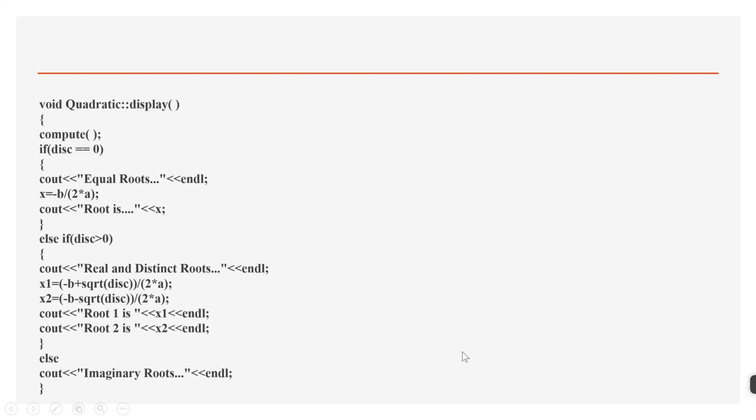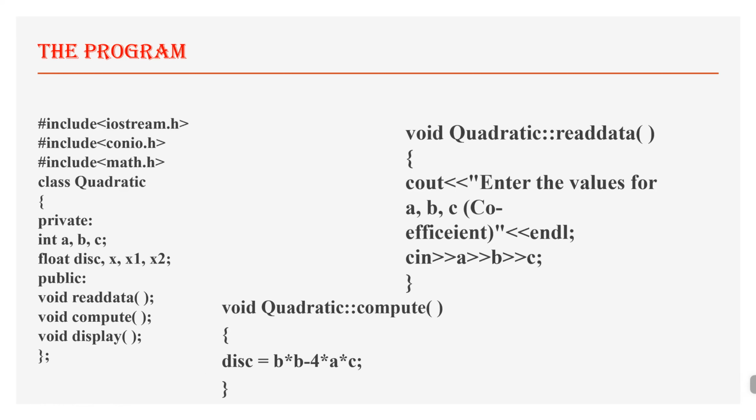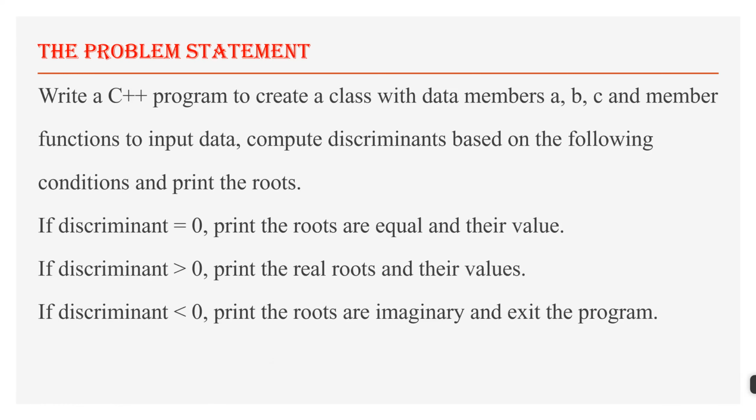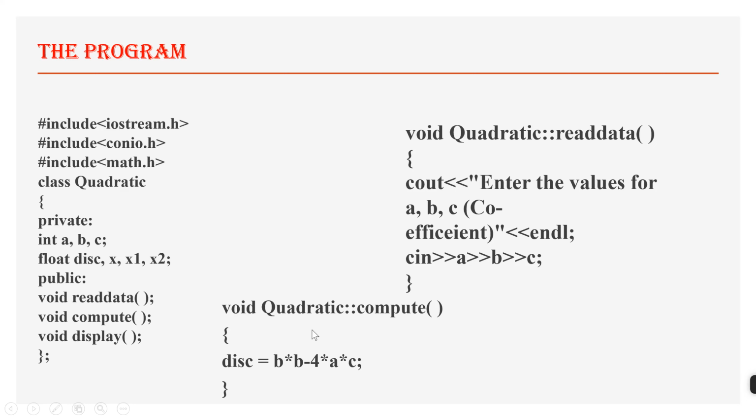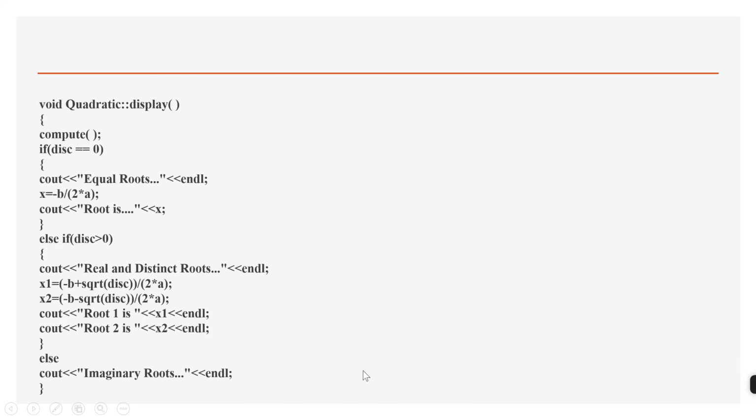Now when I display the result, see what is mentioned in the problem. When I display the result, I need to look into the three conditions. These three conditions I need to look into. So now let me look into the conditions at the display. In the first case, I'll compute the discriminant b square minus 4ac.